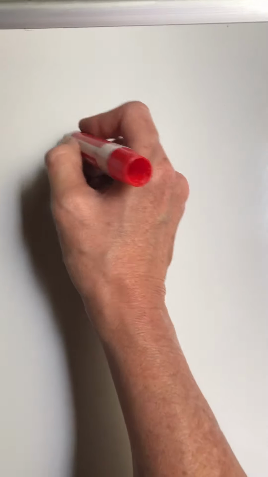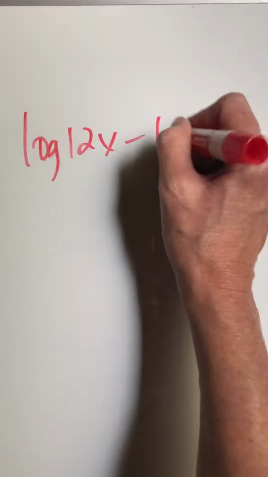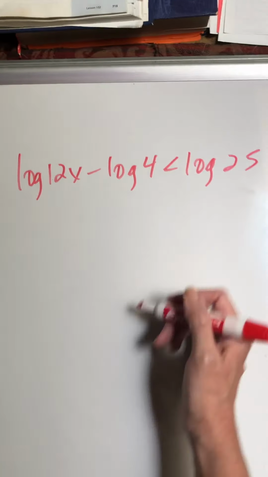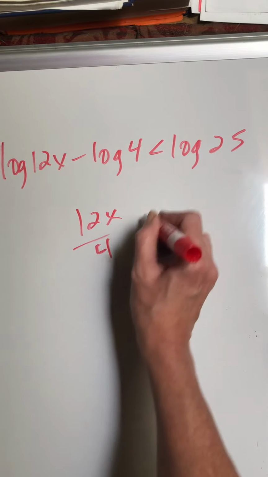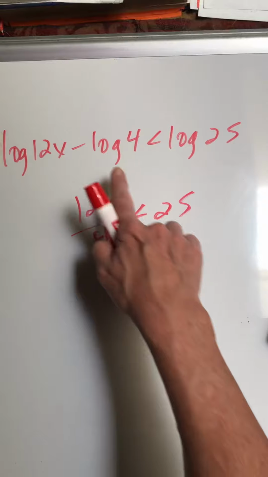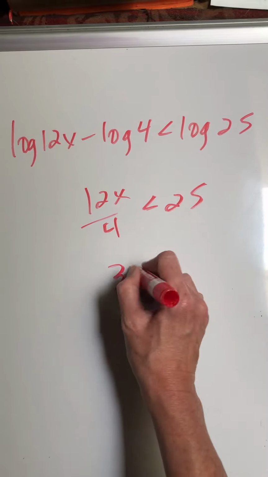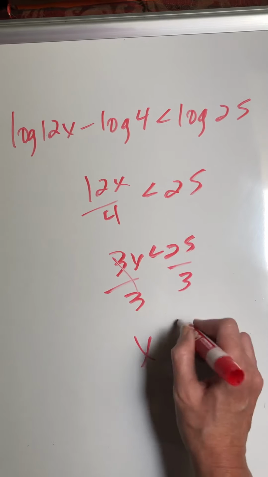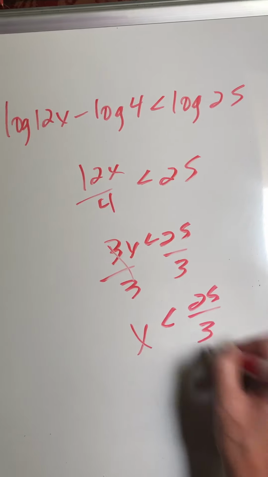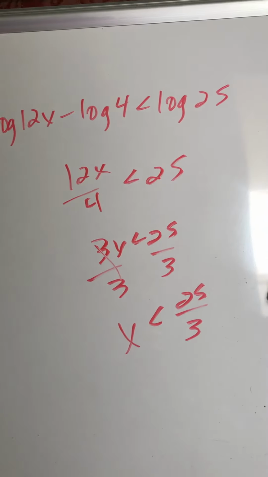Then if they give you inequalities, it works the same way. It may say to use a graphing calculator. You don't need to. You just follow your rules, laws of logarithms. When it's subtraction, you make a fraction. So this would be 12x over 4 less than 25 because all the logs cancel. Every term has a log, so all of them cancel. So this is 3x less than 25. Divide by 3. Doesn't change your inequality. So x is less than 25 over 3. That's all you do.